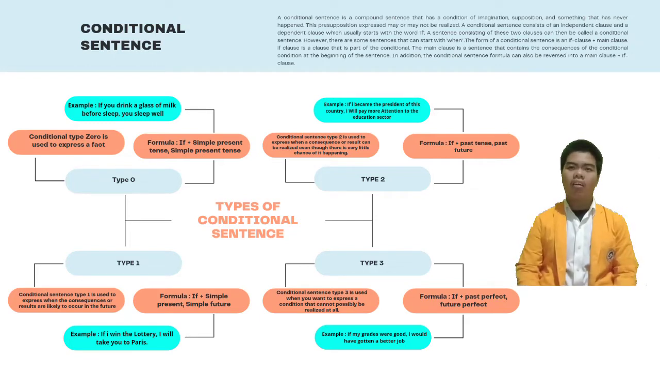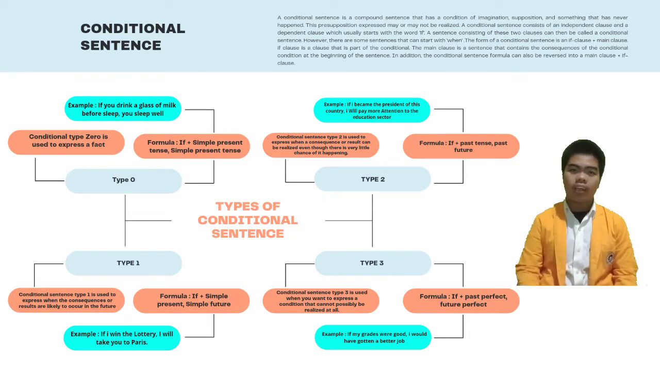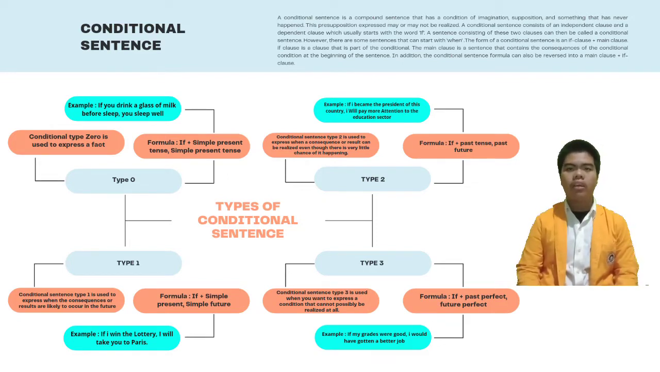Conditional sentences are divided into four, namely type 0, type 1, type 2, and type 3. The first is the conditional of type 0. Conditional type 0 is used to express a fact, and the formula for conditional type 0 is if, simple present tense, and simple present tense.